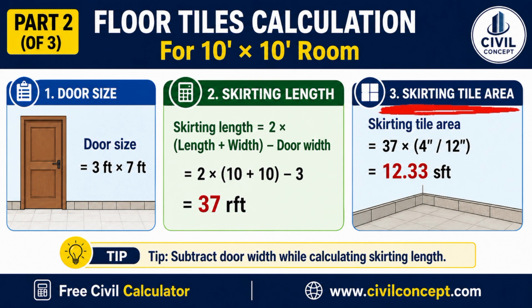Now calculate skirting tile area. Skirting height is 4 inches. Convert 4 inches into feet. 4 inches divided by 12 equals 0.333 feet. So, skirting tile area equals 37 times 0.333. Skirting tile area equals 12.33 square feet.